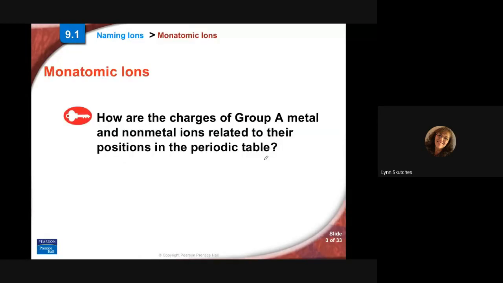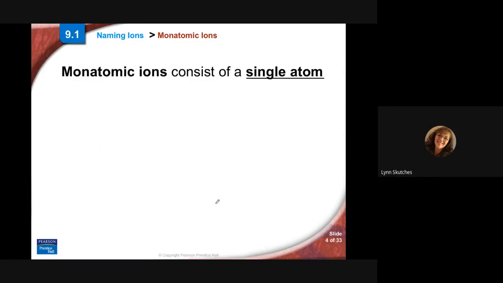Naming things. Group A. Those are our representative S and P blocks, the valence electron guys, right? Whether they're metals or non-metals. Turns out you can figure out their charge super easy by just looking where they are on the periodic table. Remember, monatomic means one. Mono means one, I should say. So this should be one atom.